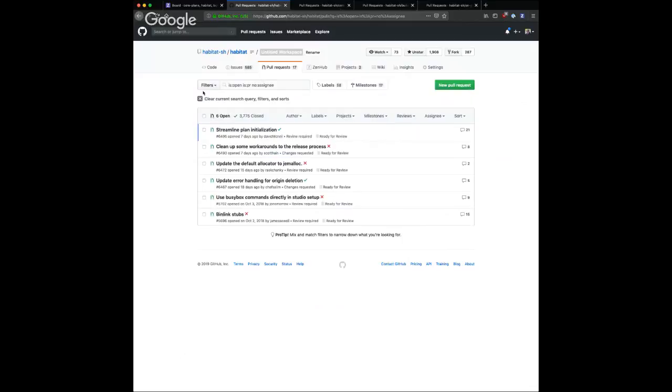That's PR. All right, so open PRs against Habitat with no owner. David Meals, streamline plan initialization, that's internal. Scott Haynes, that's internal. I think all these are internal, except for binlink stubs.